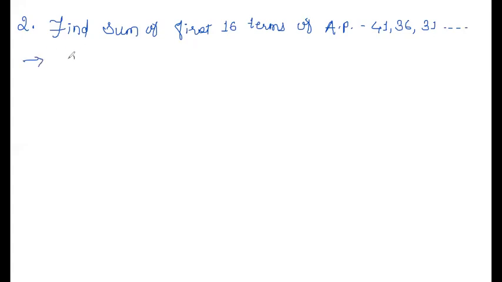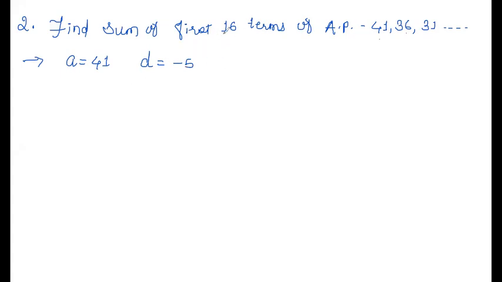So here a is equal to 41. d is the difference between 41 and 36, that is -5. In arithmetic progression, what are we doing? We subtract the first term from the second term. So it will be -5.